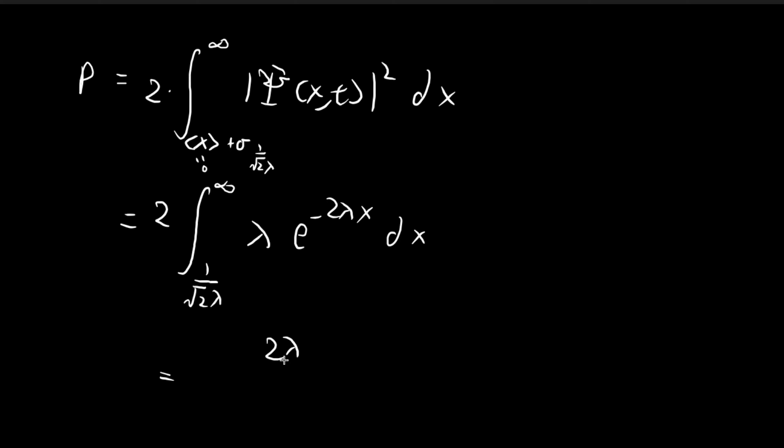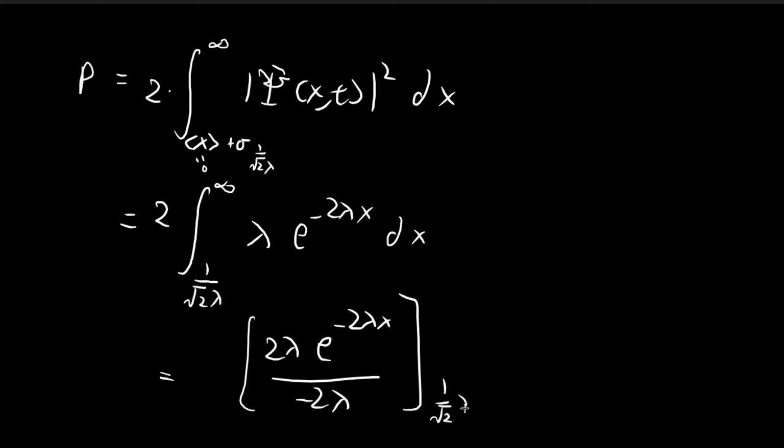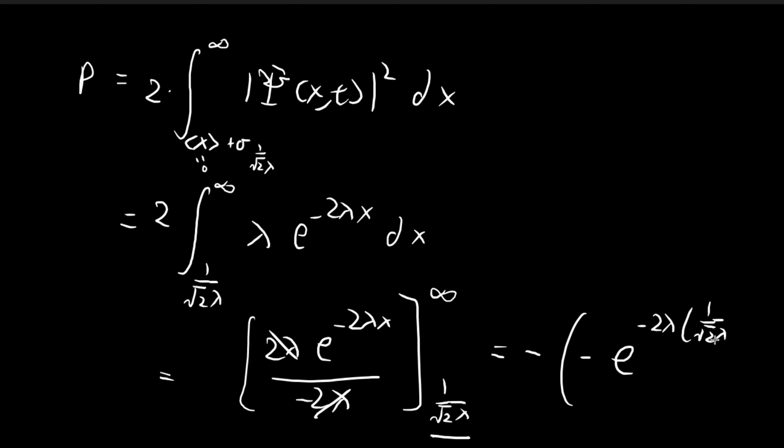I'm just going to put the 2 back inside. So integrating the e term, I divide this by negative 2 lambda. And then this will be evaluated from 1 over the square root of 2 lambda all the way to infinity. Thankfully these cancel out, so there's still a negative sign. When you substitute in infinity, you get e to the power of negative infinity, which is 0, and then you minus the term where you substitute in the lower limit into this expression. So don't forget the minus sign over here, minus e to the power of negative 2 lambda, where x is equal to 1 over the square root of 2 lambda. Obviously these cancel out, and then these cancel out.